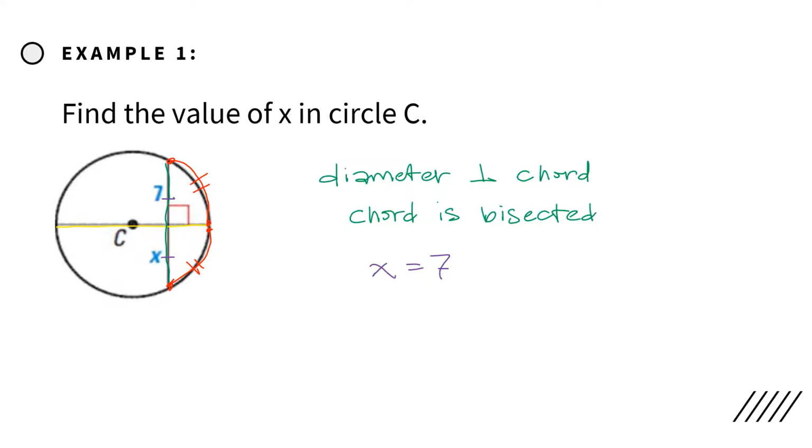But wait, there's actually more. We could also conclude that this arc and this arc are congruent. A diameter being perpendicular to a chord creates a lot of symmetry, which then creates a lot of congruences.